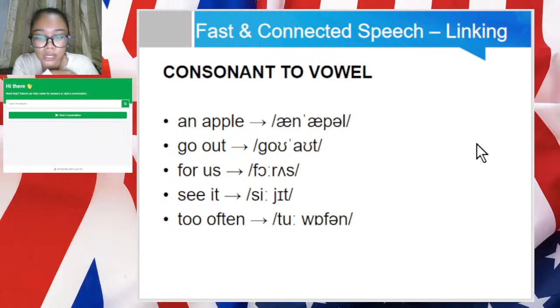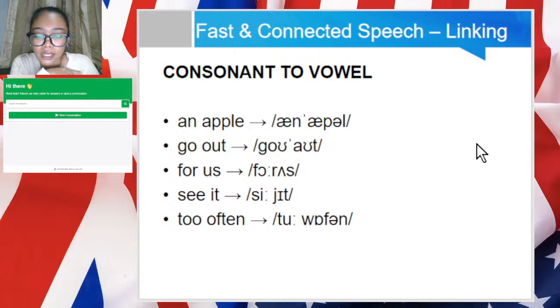We also have "for us, for us." Now notice that the sound er is transferred into the sound of us, so it becomes the initial sound of the second syllable. Instead of saying "for us" separated, we blend it intentionally in a casual conversation or in an informal speech, and we say it as "for us, for us."